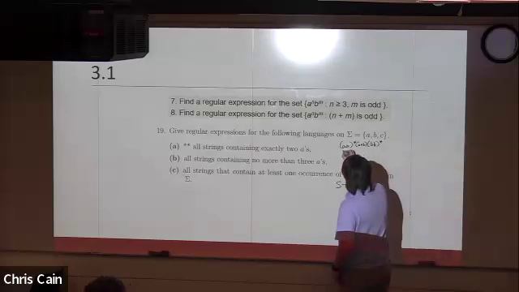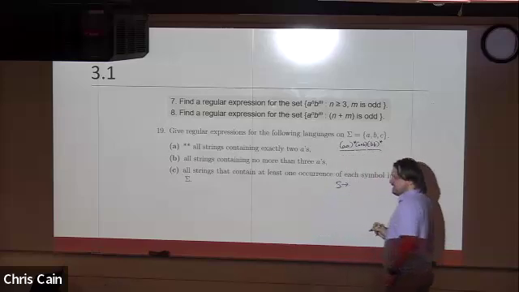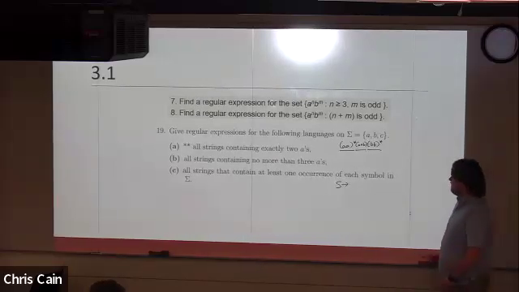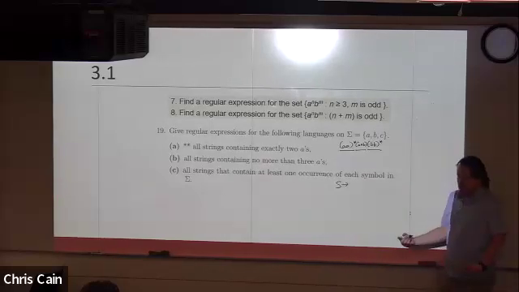So let's break this down into chunks. Chunk 1, chunk 2, chunk 3. I think that will help us to see what the non-terminals are and get the structure of this language. So let's look at the first chunk of this language. We have AA star.